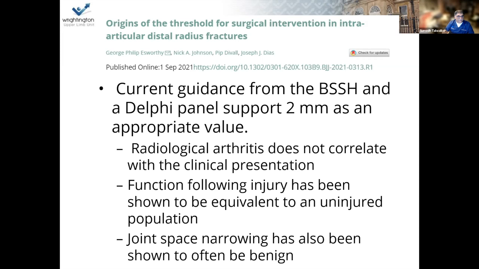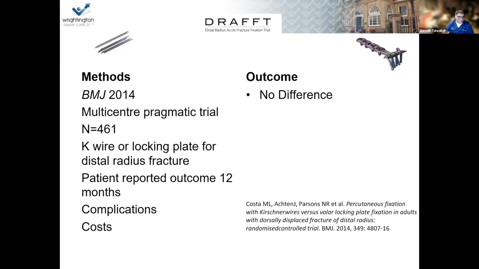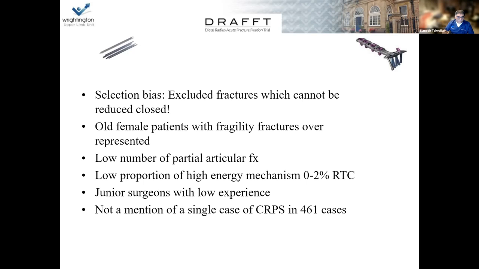So what does the literature say regarding treatment? We've had 2 DRAFT trials. The first one was published in the BMJ in 2014, where K-wiring was compared with locking plate fixation, and the authors reported the outcomes at 12 months and said there was no difference between these 2 methods of treatment. These trials are very difficult to set up, to acquire funding for, and I do have a lot of sympathy with the authors. But there were certain issues, there were certain criticisms which were leveled at the authors.